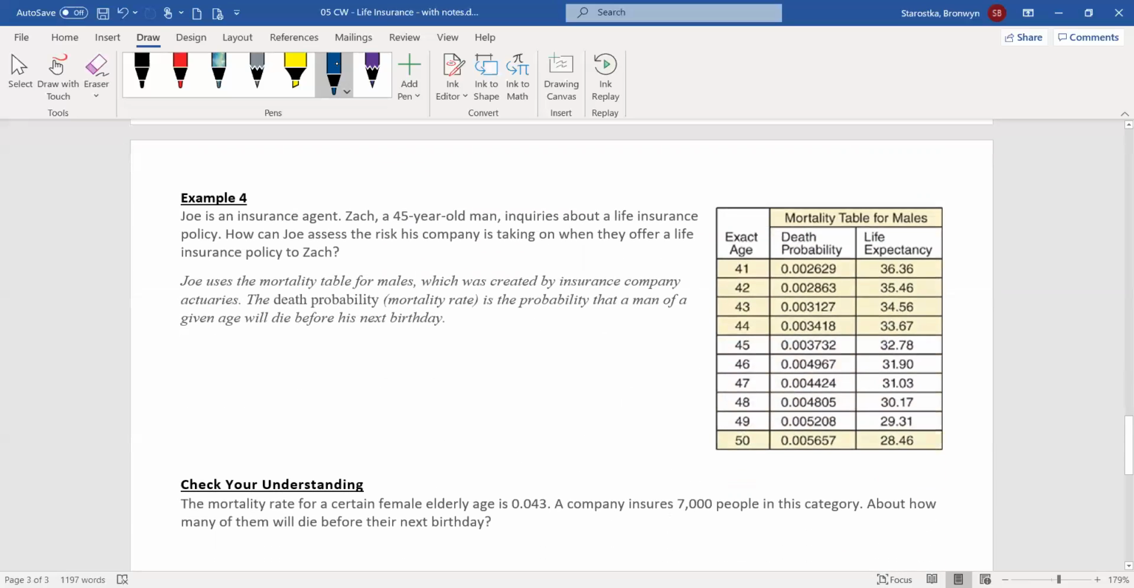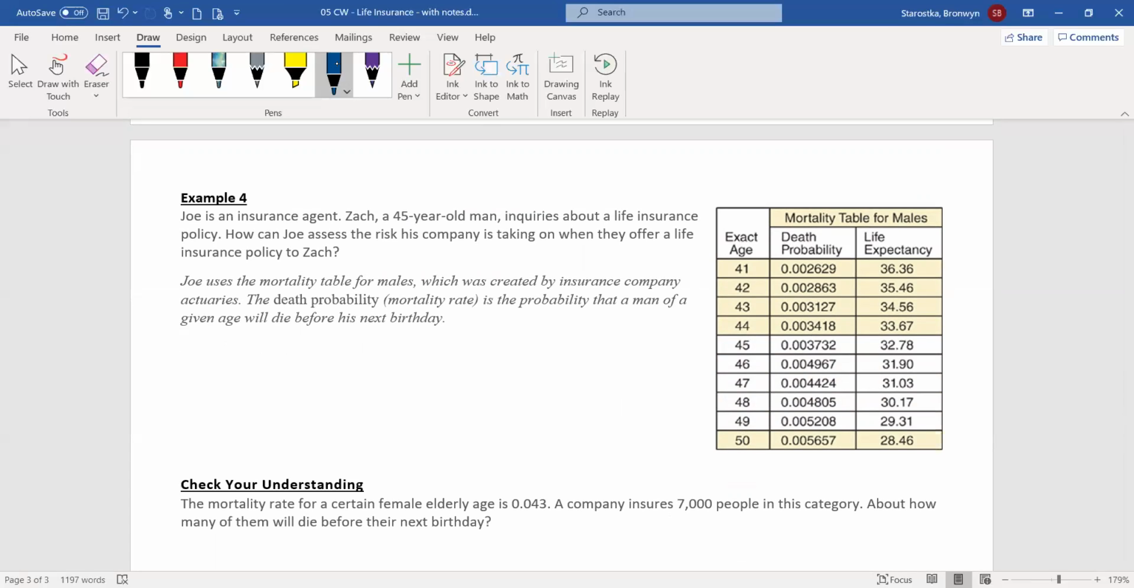Joe is an insurance agent. Zach, a 45-year-old man, inquires about a life insurance policy. How can Joe, the agent, assess the risk his company is taking when they offer a life insurance policy to Zach? So Joe uses the mortality table for males. And this is sort of what something looks like, created by insurance company actuaries.